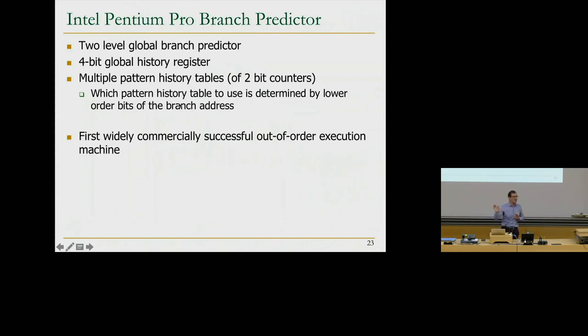I'm not going to go through this in detail. You can read about this. It's well documented in history right now. But you can see that even with a very small global history register, you can actually improve the prediction accuracy significantly.